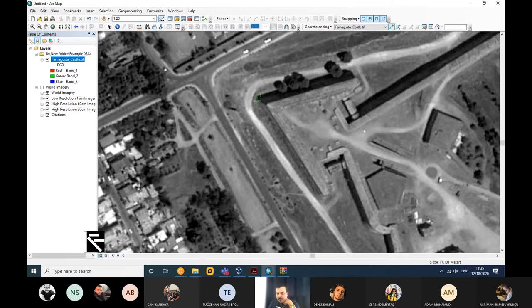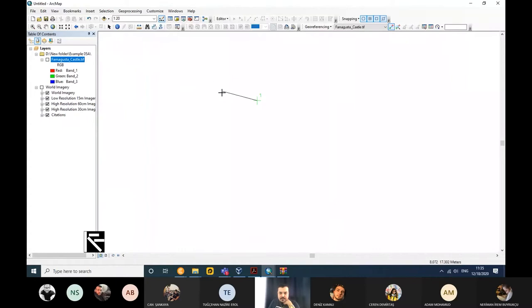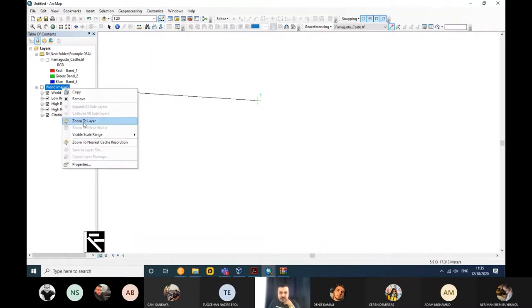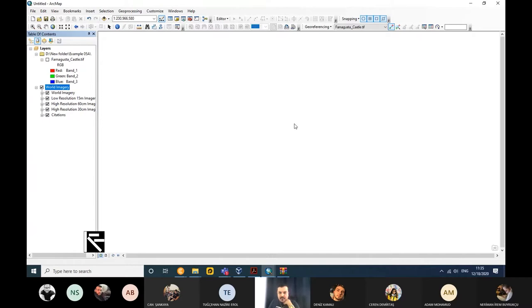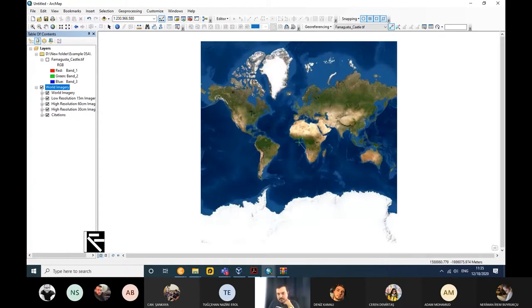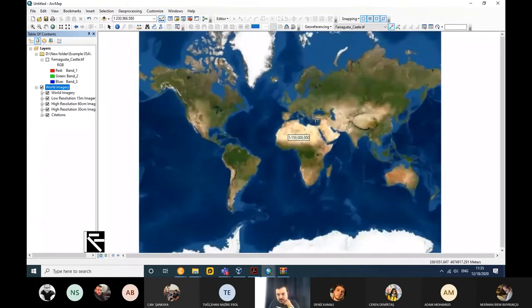We need to transfer this point to the real map. How are we going to do it? Without any other click, I just close this one, and I am going to zoom to the world imagery map. You see, it is in null island, my first one. It is in null island because there is no coordinate. I start to zoom.